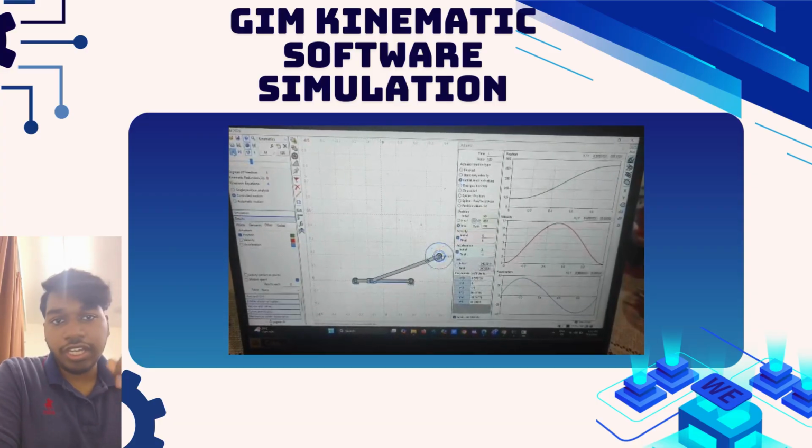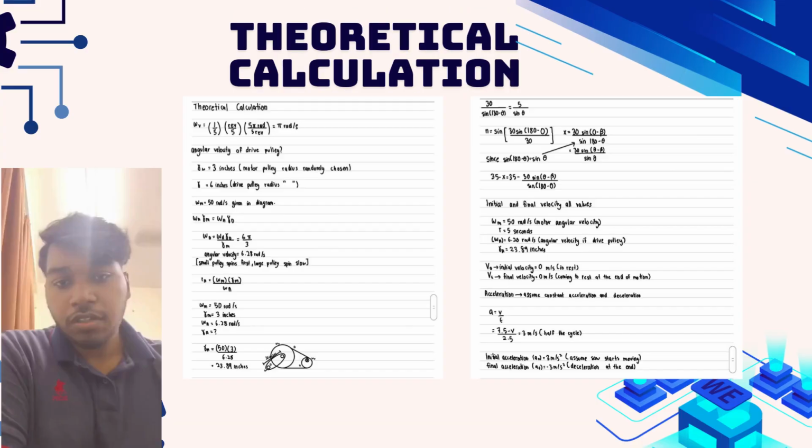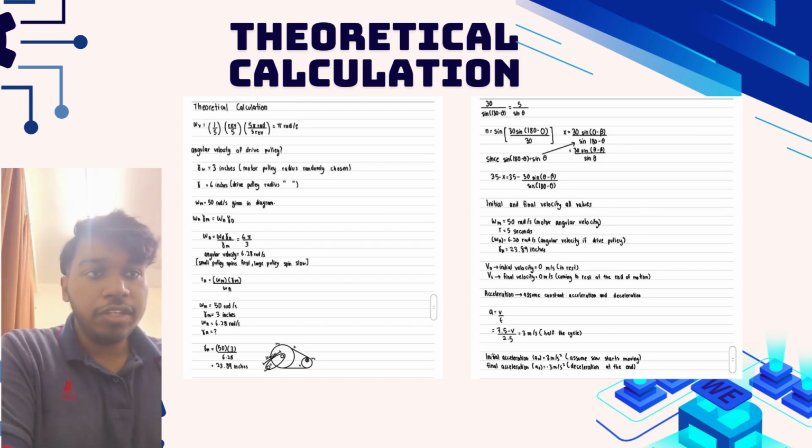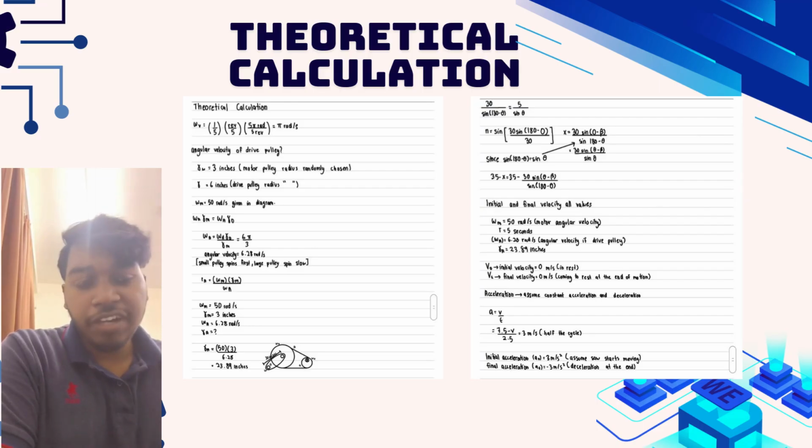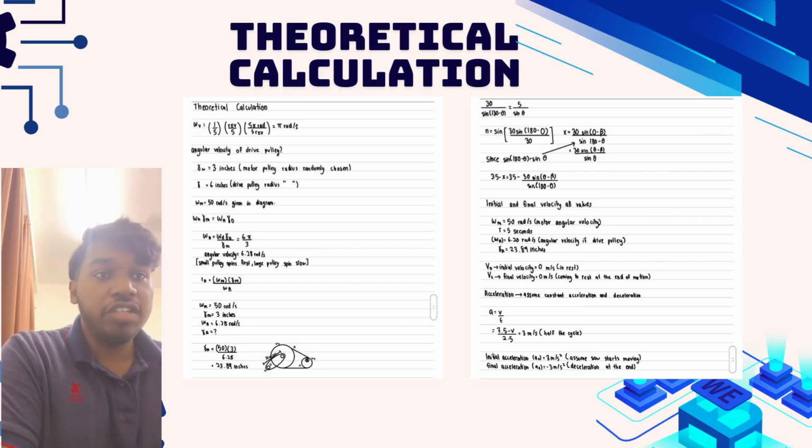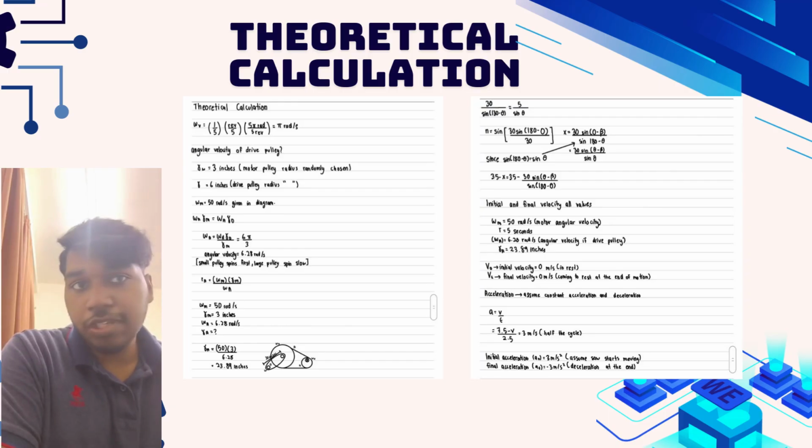And now the theoretical calculation part. I'll be doing the theoretical calculation part, explaining a simplified version of it. Basically, we have to start by finding all the values first. We are given the motor's angular velocity, which is 50 radians per second, the angular velocity that's been given in the question. That's pretty easy. After that, there are some relationships we also have to find out.